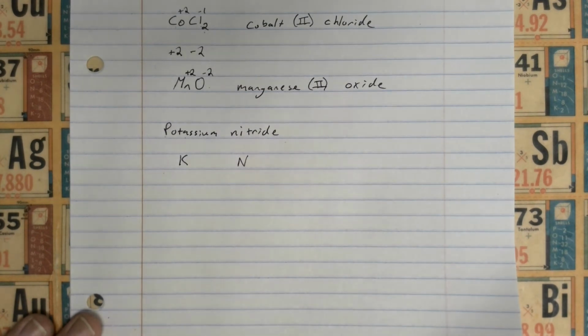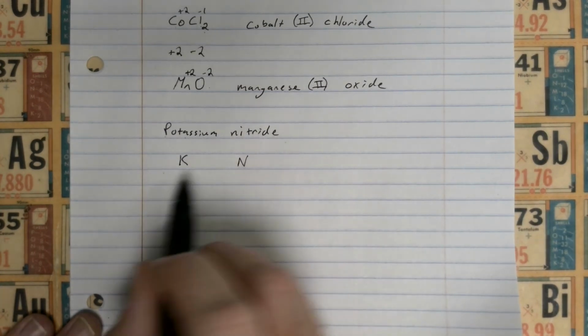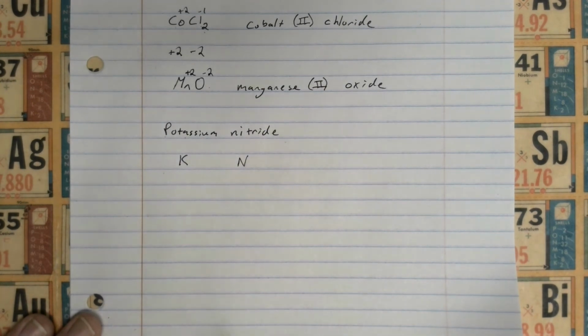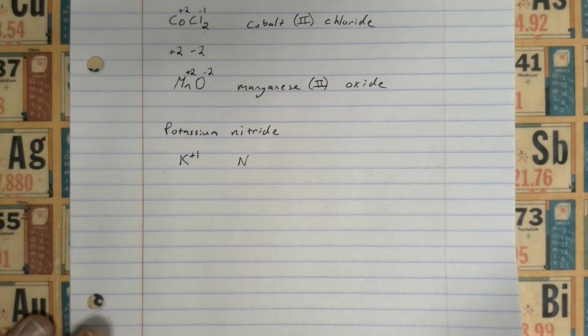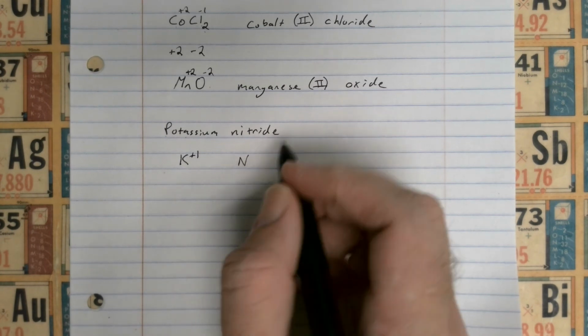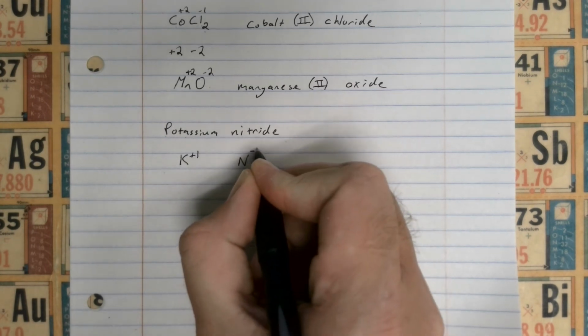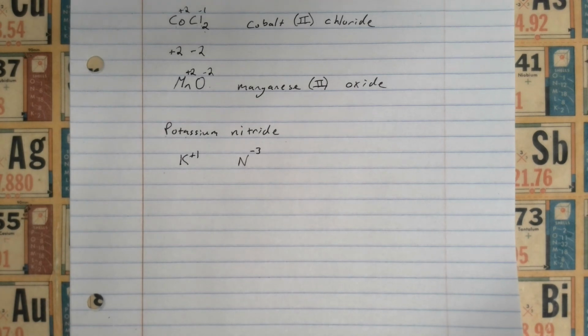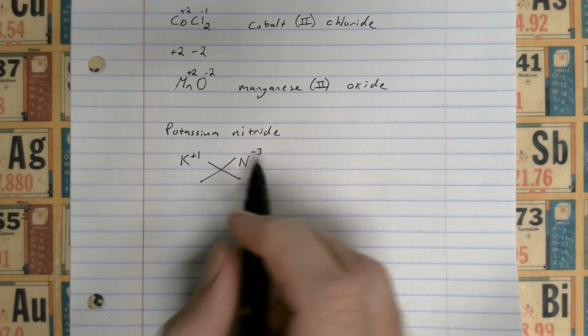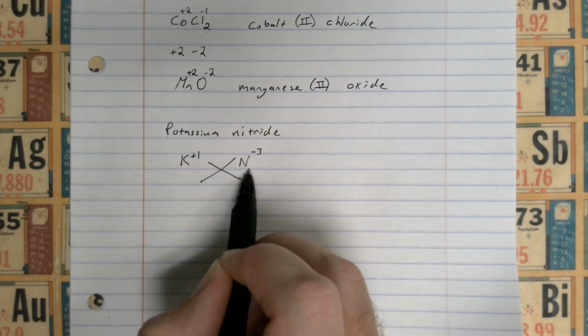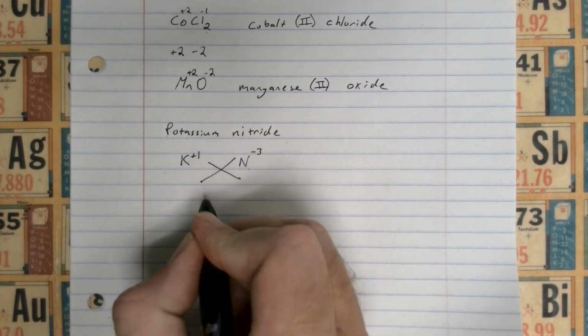What are their charges? How do I figure that out? I've got to look at the periodic table. I know potassium is in group 1, so its charge is +1. I know that nitrogen is in group 15, and its charge is -3. So then from here, you're going to crisscross. We need to make them balanced, right? So swap and drop, crisscross, however you learned it. The 1 from the K comes over to N. The 3 from the N comes over to K.